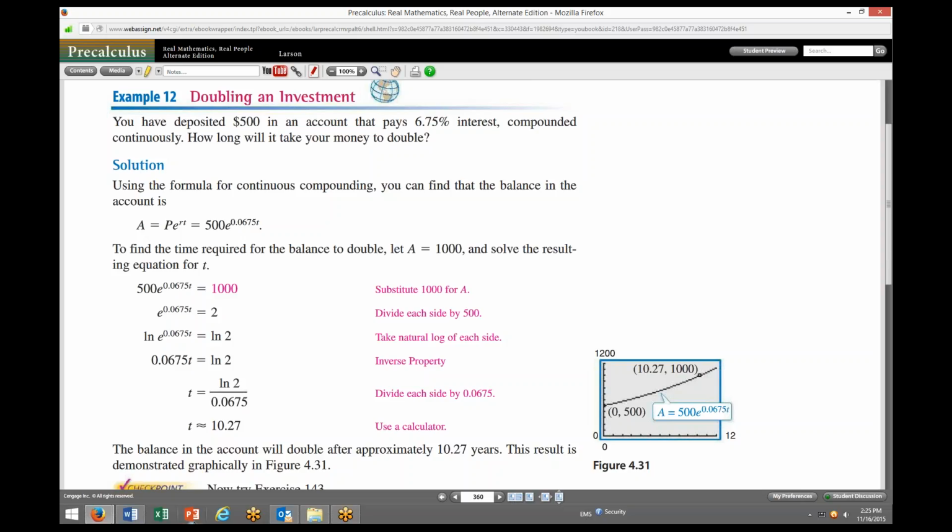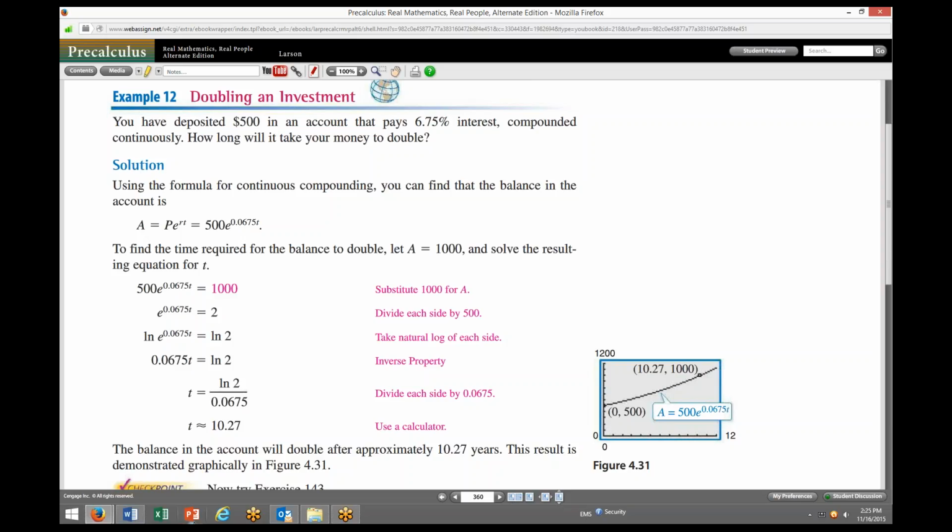But if you have to just come out with a pure decimal answer, then you have to use your calculator and get how much natural log of 2 is, and you get that number, and then divide that natural log of 2 number by 0.0675, and you get a little bit more than 10.27 years. So it's a little more than 10 years and a fourth of another year, a little bit more than that.